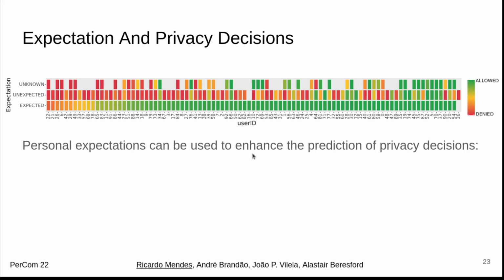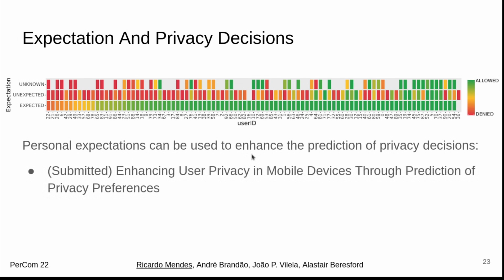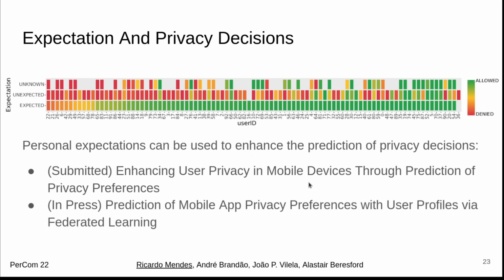Now, one of the things that we can do with the expectation of the users is to enhance the prediction of privacy decisions or to develop automated privacy decisions. And we actually have a paper on this that is currently submitted, on enhancing the user privacy in mobile devices through the prediction of privacy preferences. And we had a recently accepted paper which is similar to the previous one, but it also uses federated learning in order to preserve privacy even against the entity that collects these privacy decisions and builds these prediction models.